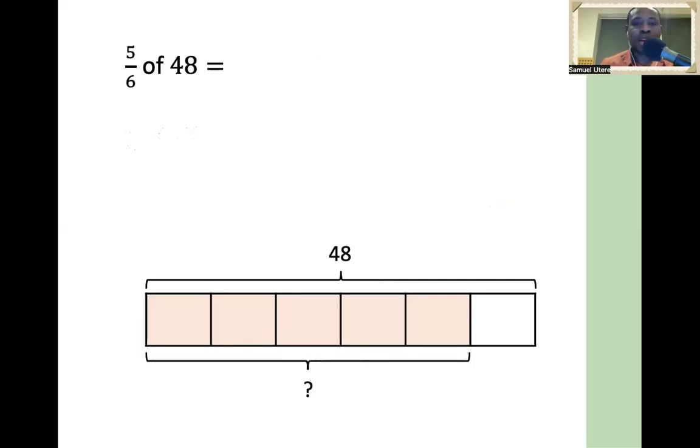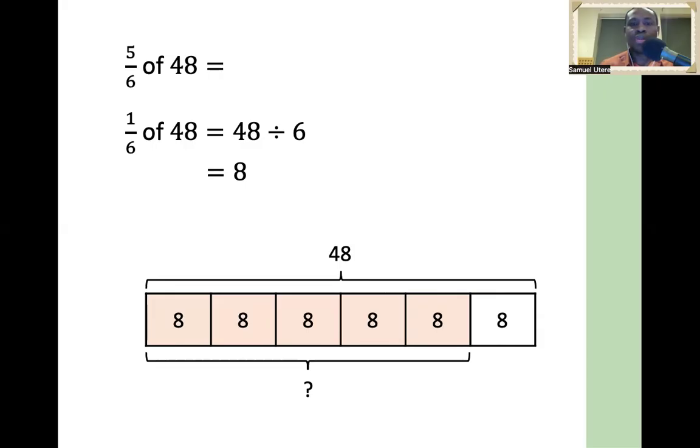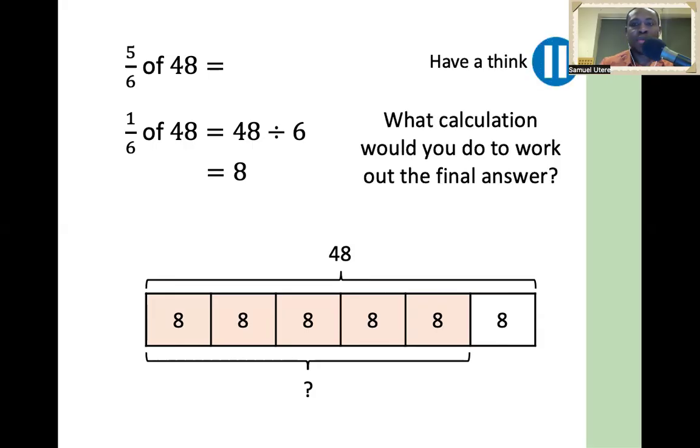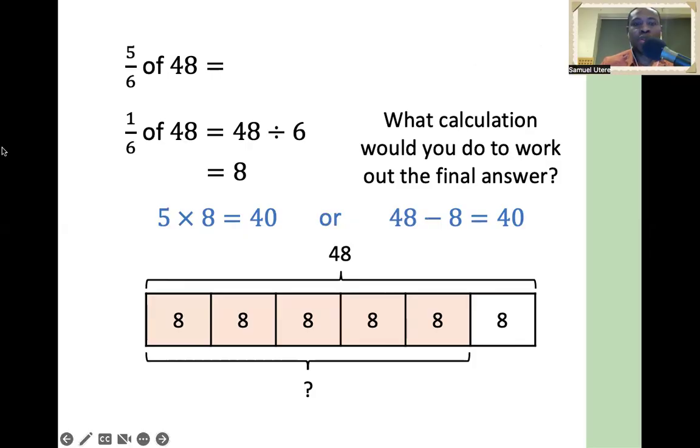So here is a calculation we could do to find out what each part is worth. We're doing 1/6, so we're dividing by 6, which is 8. So each part contains 8 items. Now, which calculation would you do to find out 5 lots of that? So you could do 8 times 5, which will give you 40, because you're only interested in 5 parts of those lots.